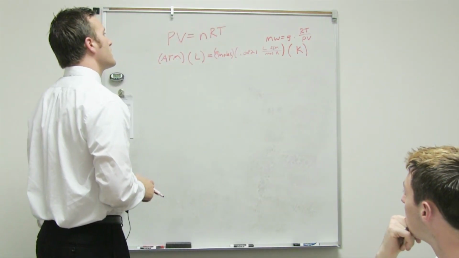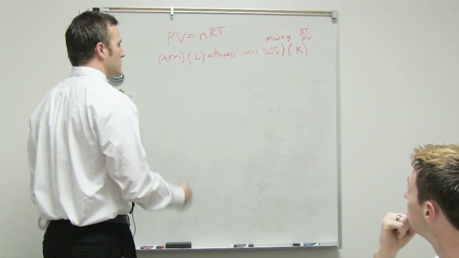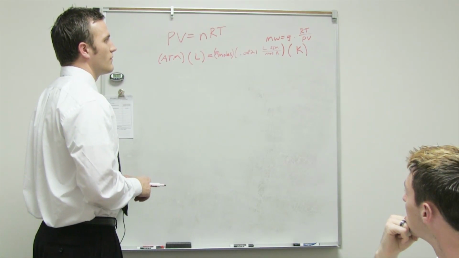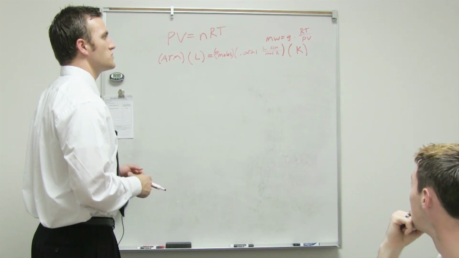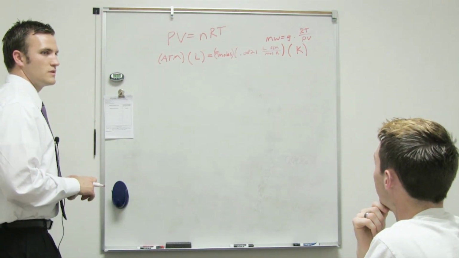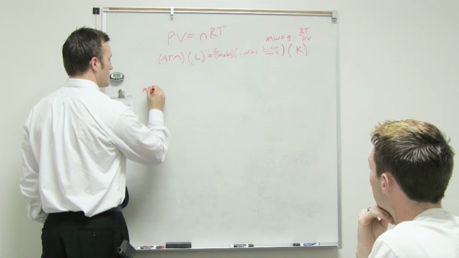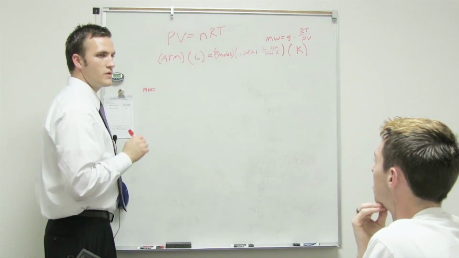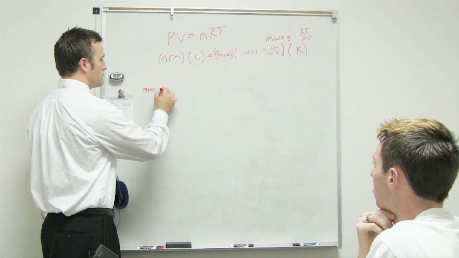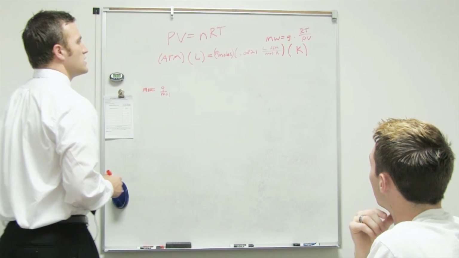So we want molecular weight, right? How could we manipulate this equation to give us what we want? What is molecular weight? If you were going to say the molecular weight of something, what units would you attach to it? Grams per mole. Okay. So how can we play with this equation and get that?